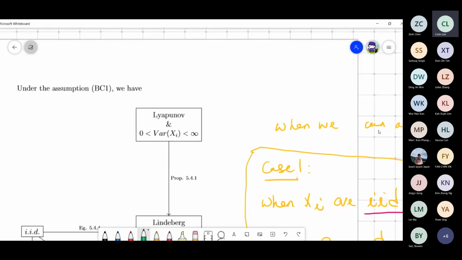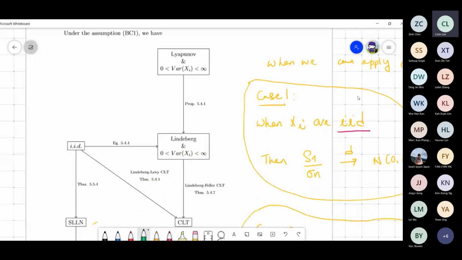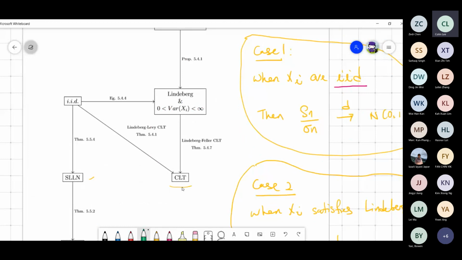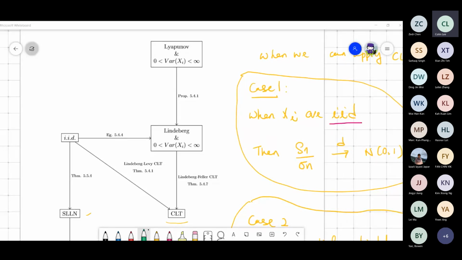Alternatively, you may replace the Lindeberg condition with this Lyapunov condition, because it always implies the Lindeberg condition. So if we have this hypothesis, satisfying the Lyapunov condition and having finite variance, then we can have the central limit theorem statements. That's a summary of the main results for this section. I think I should stop here now. Do you have any questions? No? Okay, then I will stop recording.